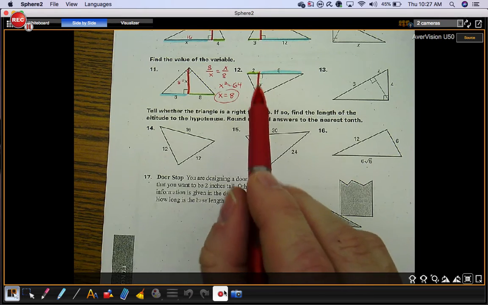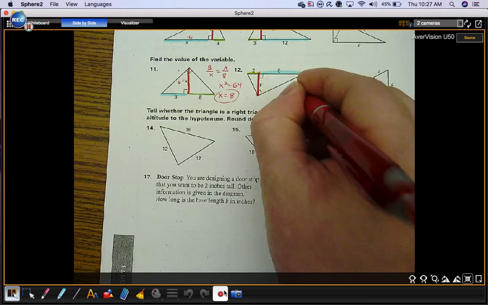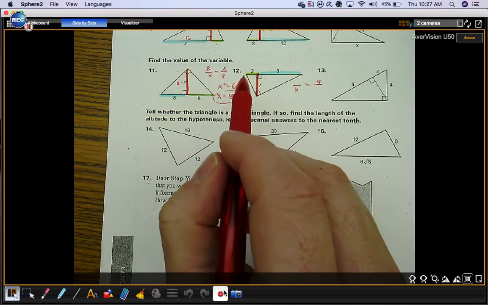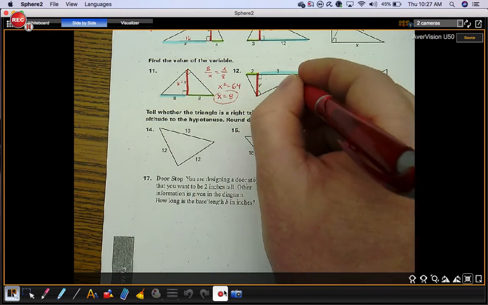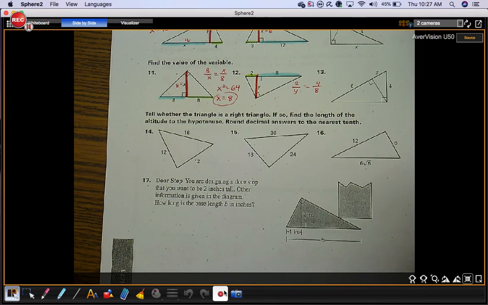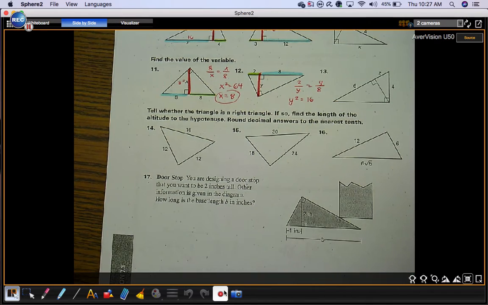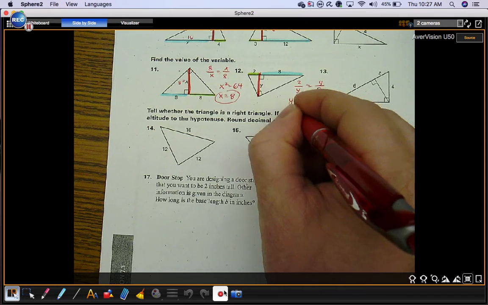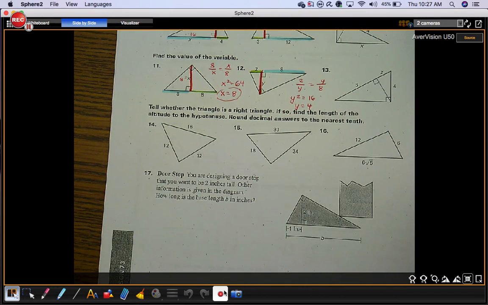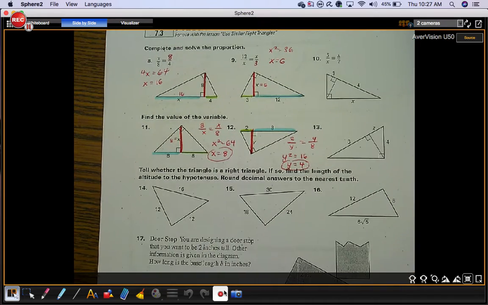Try this one. This guy is the geometric mean. So in these slots, make sure you put your value of y. It's the geometric mean of these two pieces, 2 and 8. So y squared is 16. That means that y is 4. Okay. These 4 problems use the geometric mean theorem for the altitude to the hypotenuse.